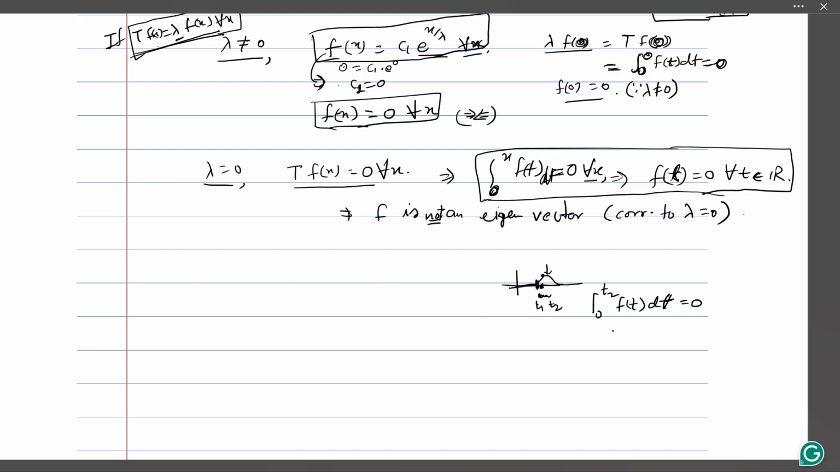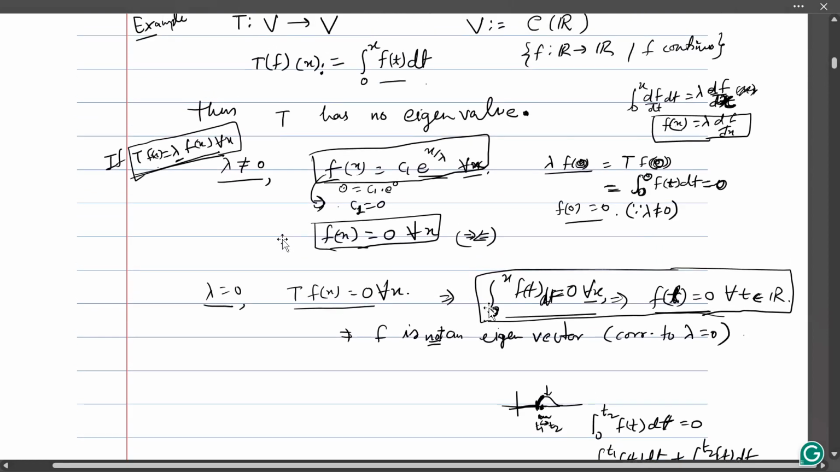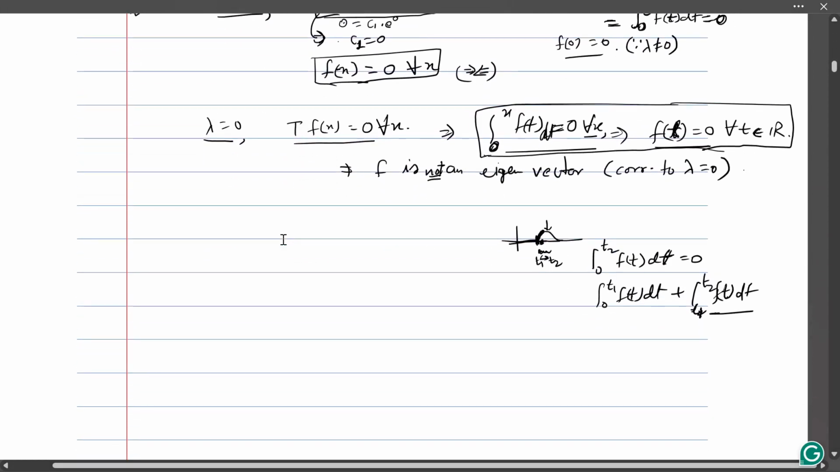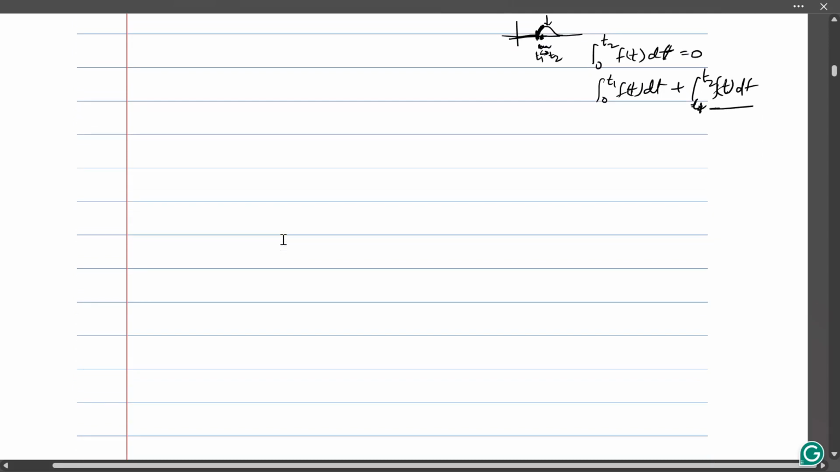But I'm saying this is not zero, because the integral from 0 to t1 of ft dt is 0 as the function is 0, but from t1 to t2, the integral of ft dt is non-zero because the function is positive in this range, right? Between t1 and t2. So this is how this result is. If the integration is 0 for all x, then ft should be 0 at every point. So I think this needs no more explanation. Okay. So let's go to the next result.